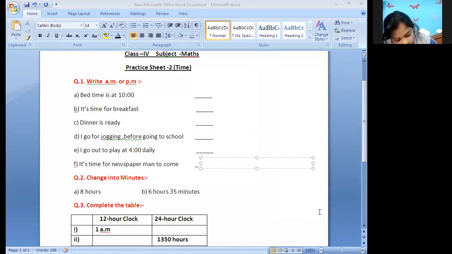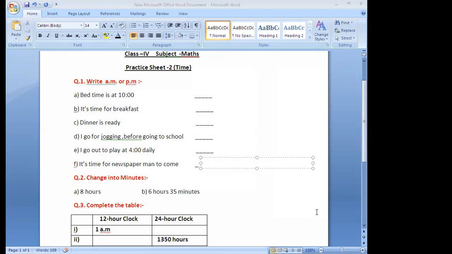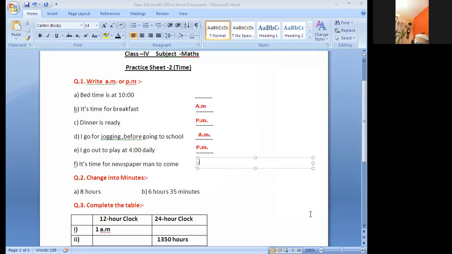Arneer, why have you joined so late today? Arneer, quickly unmute, beta. Arneer and Charvi, both of you, why have you joined so late today? Yes, Charvi. I think some network issues from Arneer's side. Yes, Charvi, what happened?